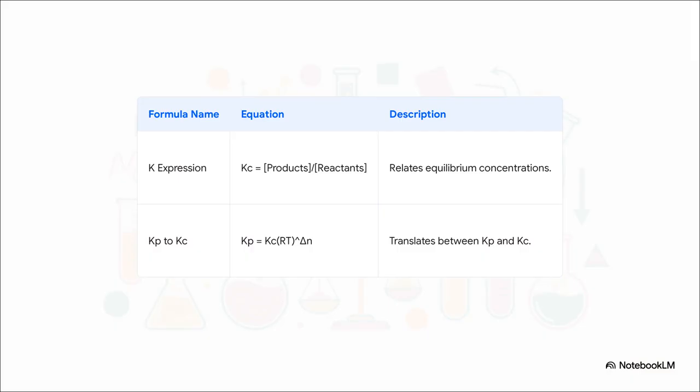Finally, let's just do a quick review of the 2 key formulas that power this entire process. We've got the general expression for K itself. It's always the products raised to their powers divided by the reactants. And we have our translation engine, that formula that connects the world of pressures, Kp, with the world of concentrations, Kc. These are the core tools in your new toolkit.